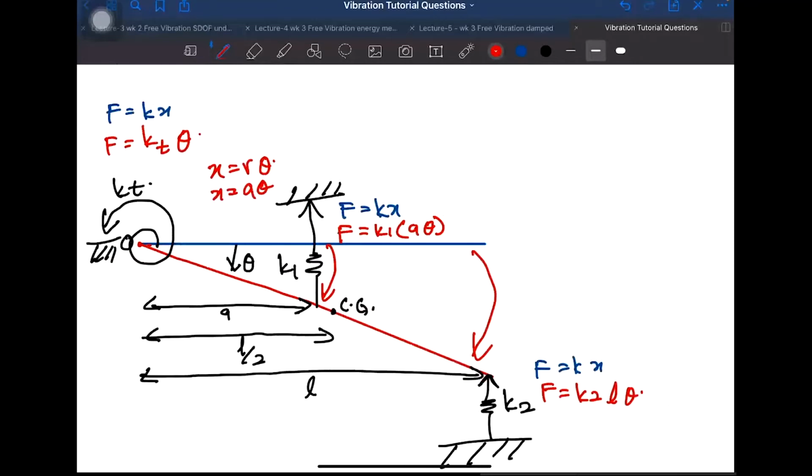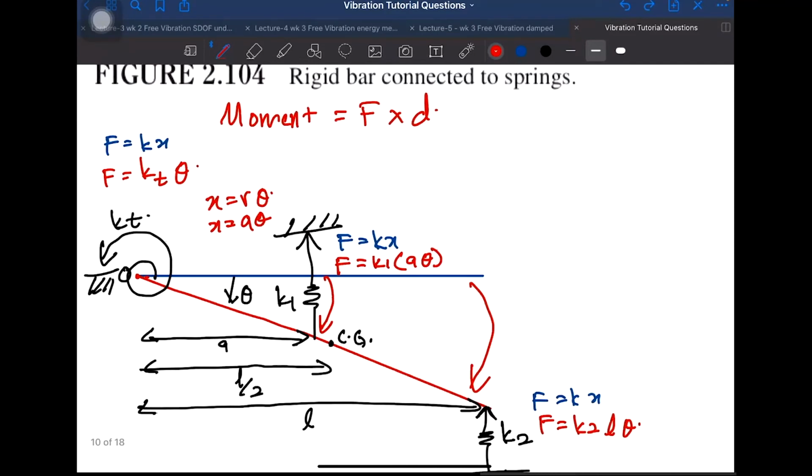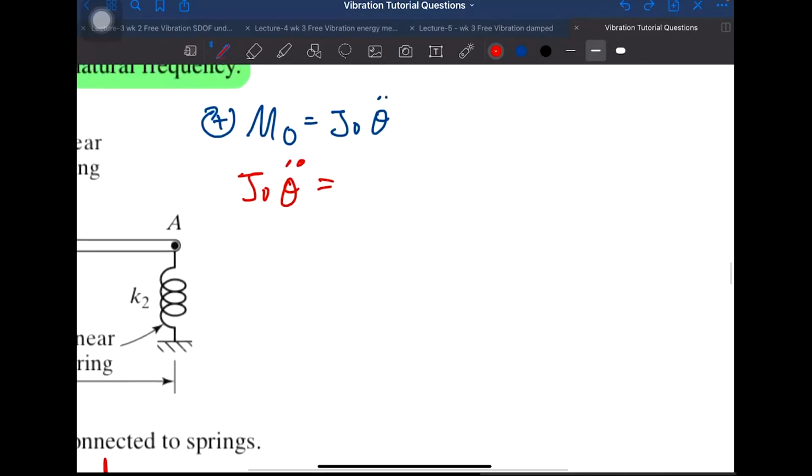The first force is, I'm going to use the kt here, kt theta. This is the force. Remember, moment equals force times distance. So this is our force now, kt theta. Our distance is, there's no distance because this is already in theta at the pivot point. So we can just put kt theta.